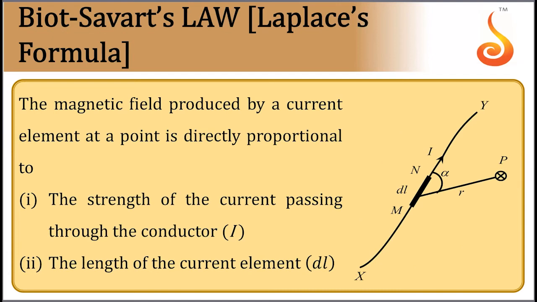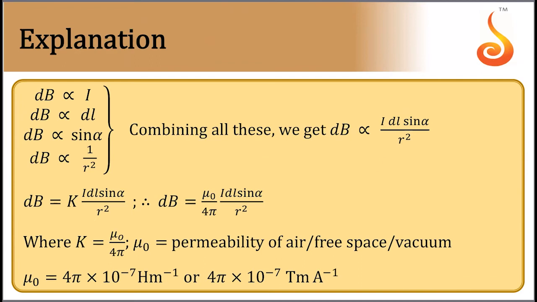Now, note this. dB is proportional to I, proportional to dl, proportional to sine alpha, and proportional to 1 by r square. So it is proportional to I dl sine alpha by r square. Or you can introduce a constant mu naught by 4 pi, where mu naught is the permeability of air, free space or vacuum. Its value is 4 pi into 10 power minus 7 henry per meter. Make a note of it.